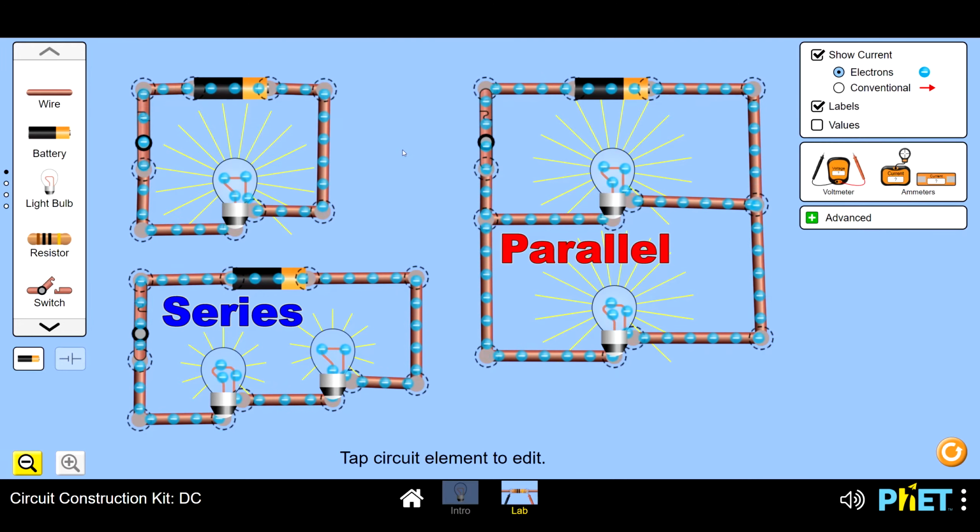This can mean the difference between a well-working machine, like a smartphone or a TV, and just a pile of junk that doesn't really do anything useful. So it's pretty important to know how these two types of circuits work.